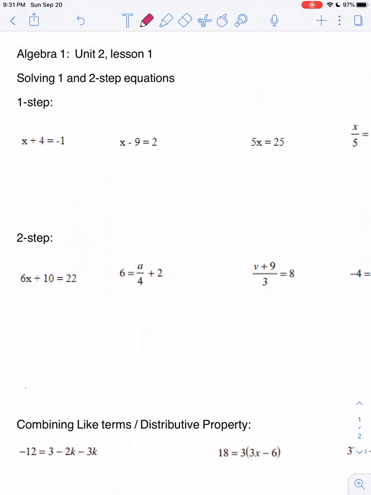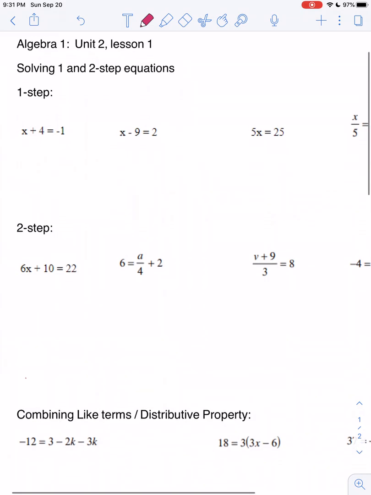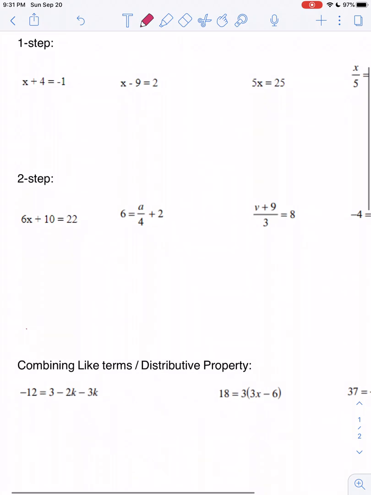This is Algebra 1, Unit 2, Lesson 1 on solving 1 and 2 step equations. We're going to start easy with the one-step equations. I know this is a review of pre-algebra. So our goal is to isolate the variable. We want to get this x by itself.